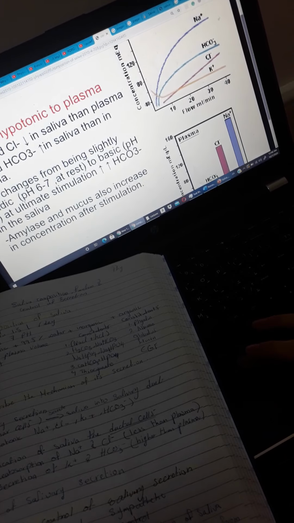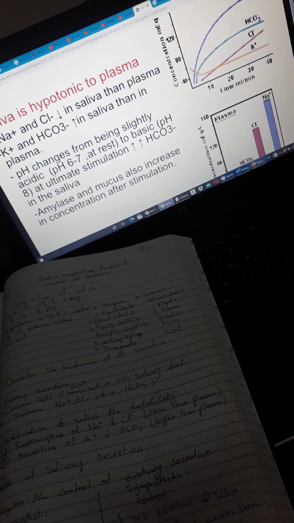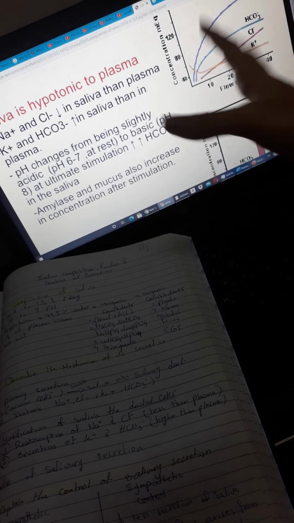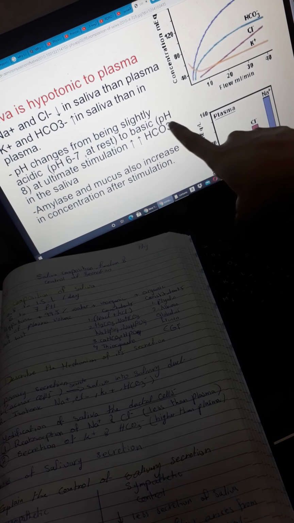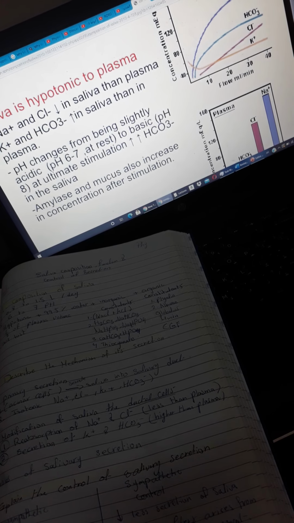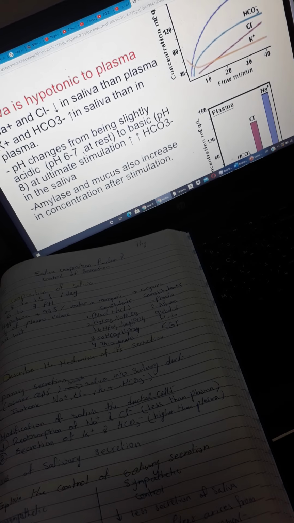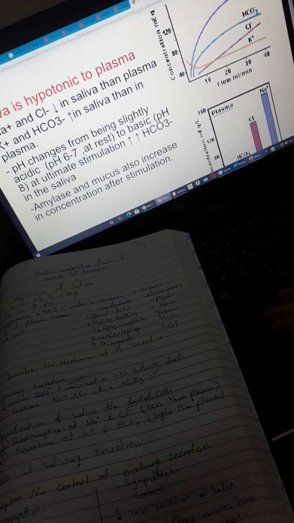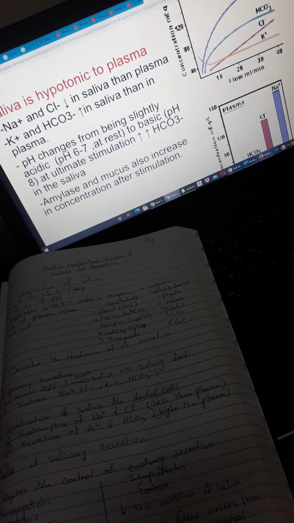The pH of the saliva, as I mentioned before, is from 6 to 7 at rest. This is normal, but it can become more basic when there is stimulation of HCO3. If there is more stimulation of HCO3, it becomes more basic. So this is the meaning of hypotonic saliva.